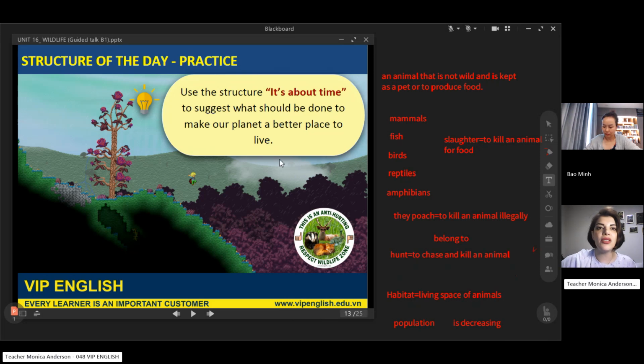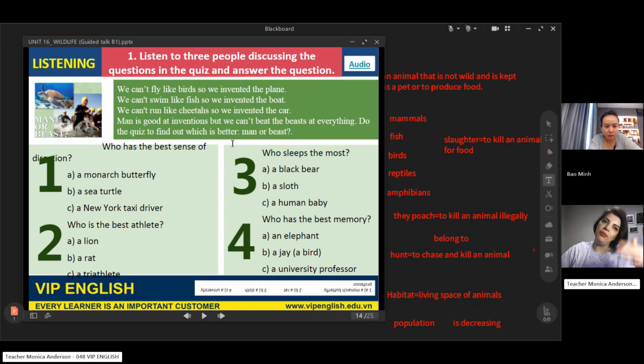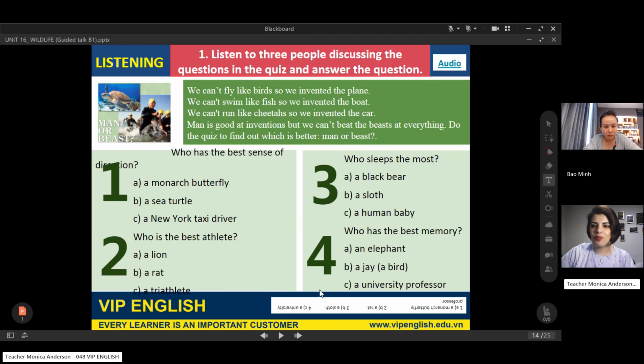Now let's talk about something else. First of all, let's listen to the audio track, and then again we will move to the speaking section. Three people are discussing the questions in the quiz and answering them. So let's listen and answer the questions. While I'm playing the audio, please check the questions, and after that we will listen and find the answers. Okay, let me make it a little bigger. Now it's easy to see. Ready?